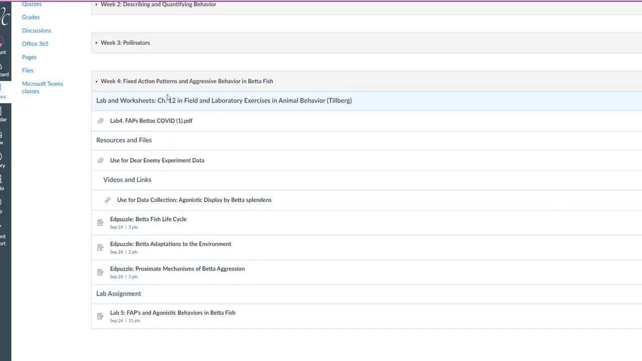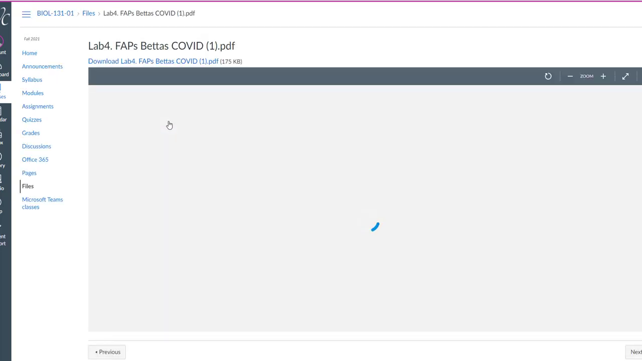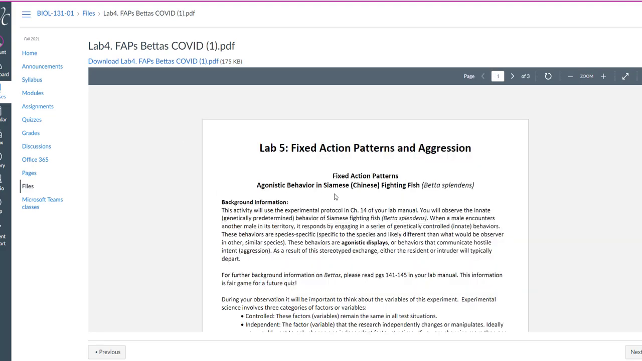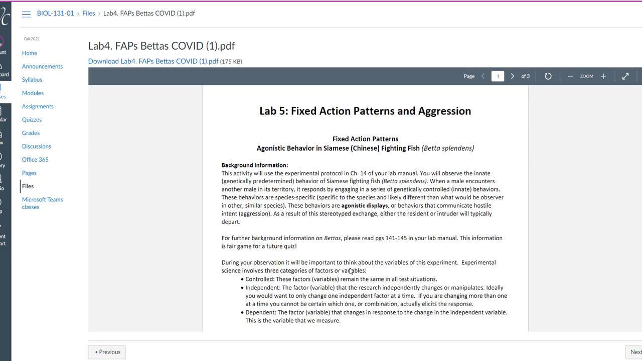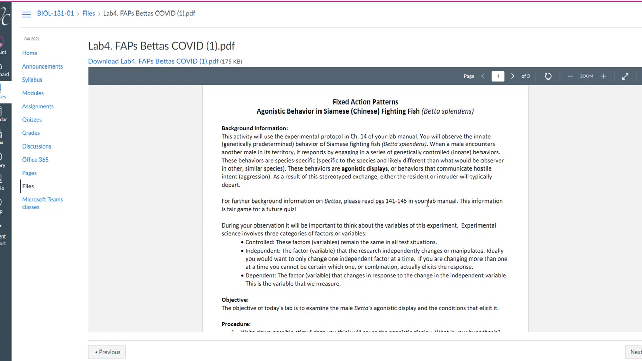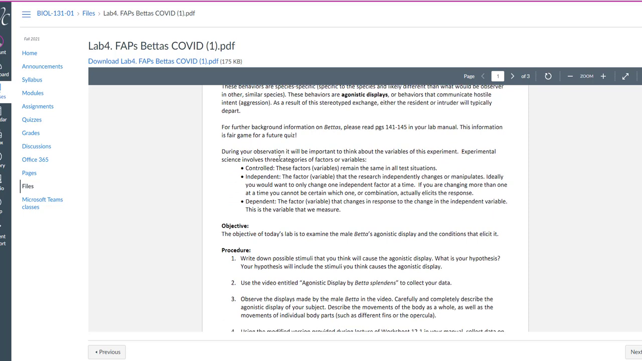So here we are in this week's module. The lab that you're going to be completing is Chapter 12 in your Field and Laboratory Exercises Manual. Okay? This document talks you through the requirements for this week's activities. Okay? There's background information here, as well as where to find additional background information in the manual. There's also a little bit of terminology here that you should be thinking about. This will connect to our next unit in the lecture class as well, where we're going to talk about the scientific method. Okay.